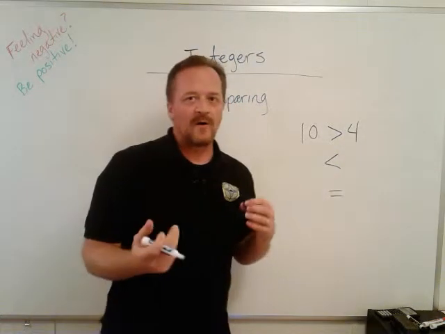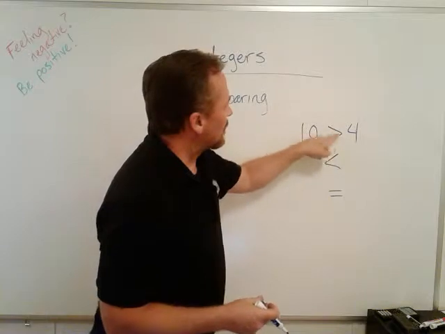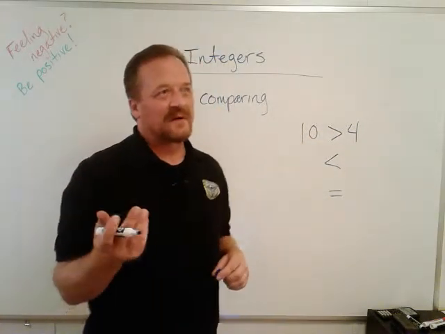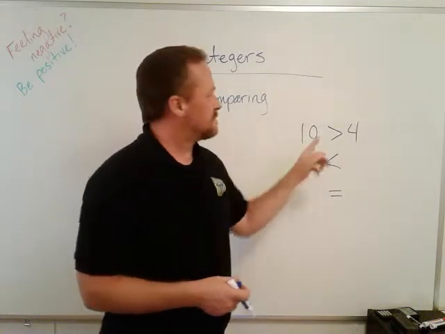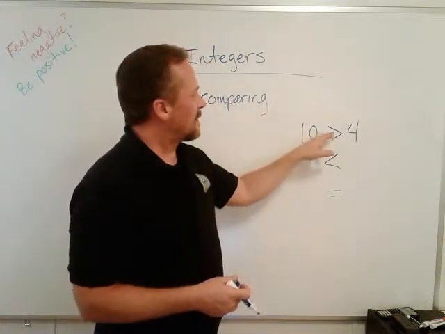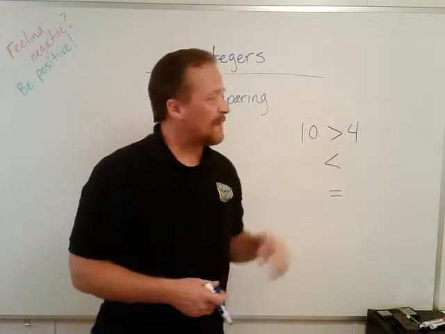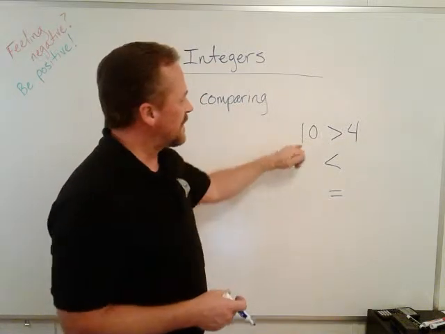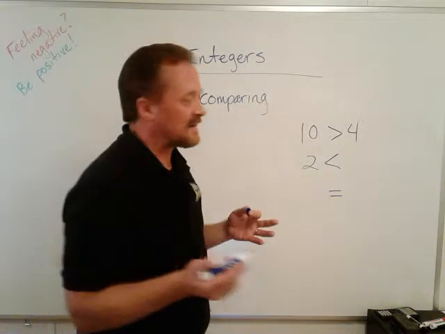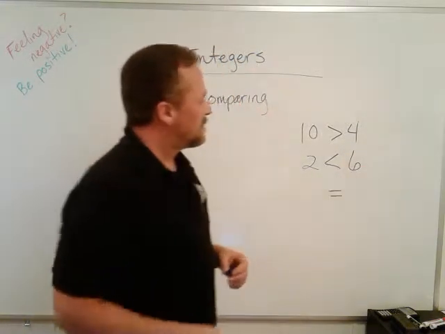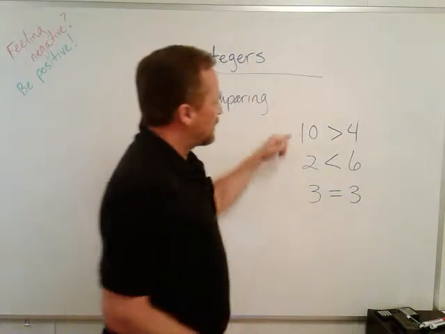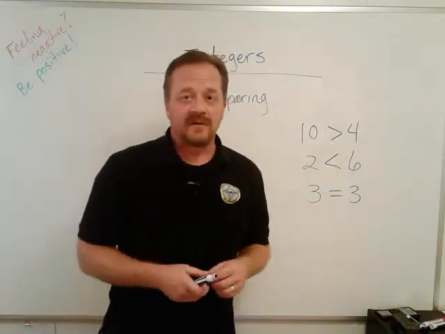Okay? Do you remember that whole thing where the alligator always eats the bigger number? That's what it was when I was younger. I've heard Pac-Man also, because you can visualize Pac-Man here if you know who that is. But it always opens up to the bigger number and points to the smaller. So 10 is greater than 4. 2 is less than 6. And obviously something like 3 is equal to 3. So these are the three kinds of comparisons that we do with numbers.